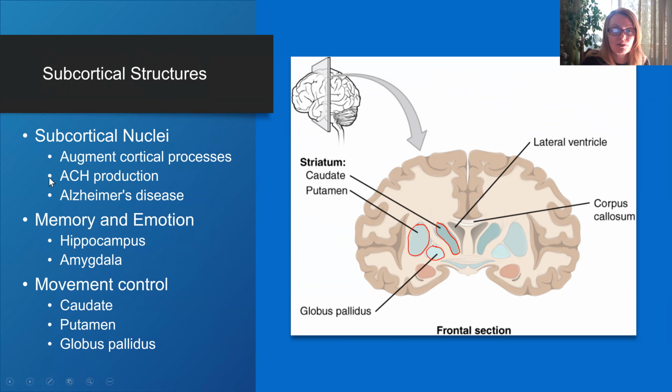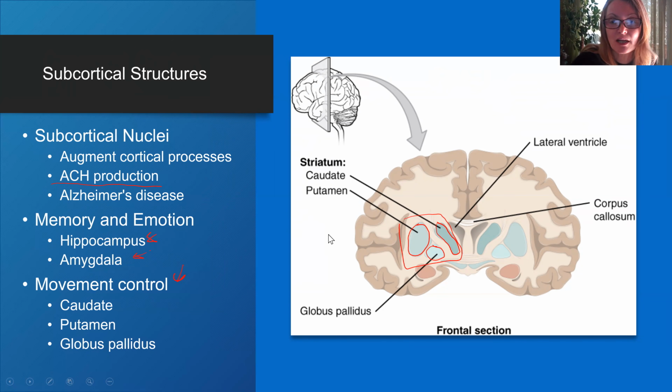And also in this area, you produce a lot of a neurotransmitter called acetylcholine. Studies show that reduction of this acetylcholine production causes Alzheimer's disease. Also, subcortical nuclei such as the hippocampus or amygdala are responsible for your memory and involved in your emotions. And yes, this is the movement control: caudate, putamen, and globus pallidus. That's altogether called basal ganglia, right?